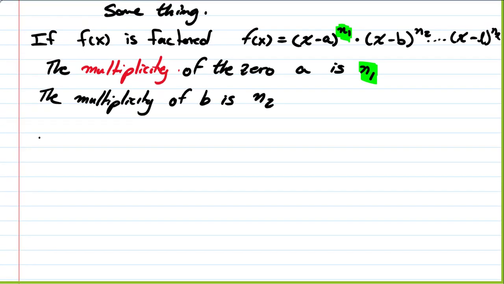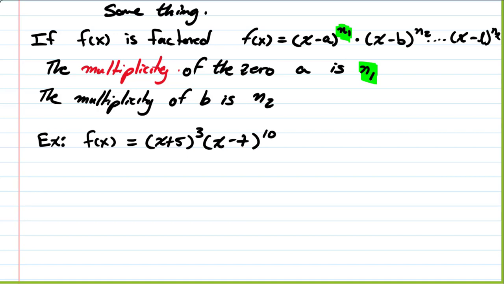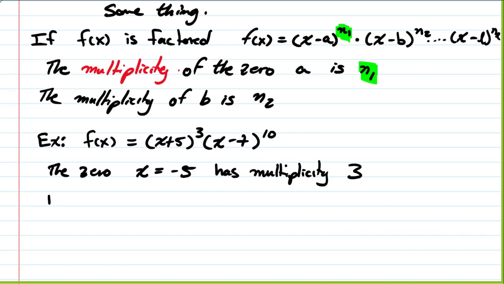So if we were to look at the following polynomial, the 0, x is -5, has multiplicity 3. The 0, x equals 7, has multiplicity 10.